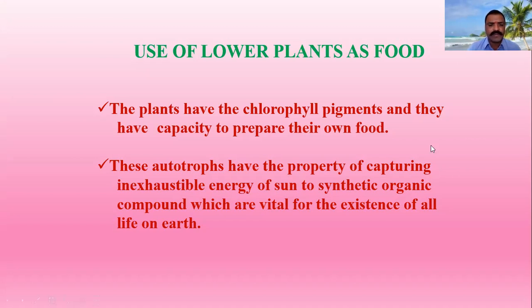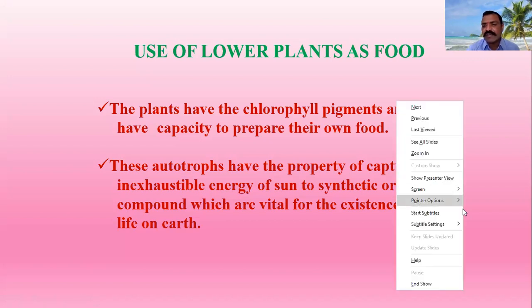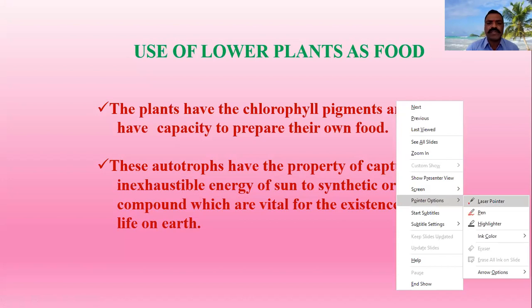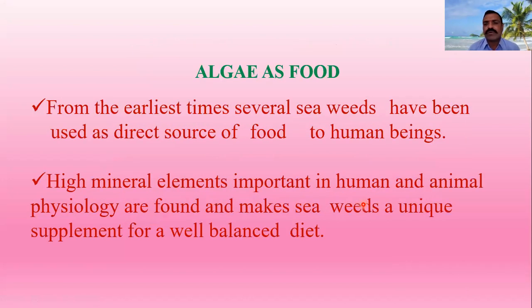Yes, sir. So all plants are capable of trapping light and making their own food material in the process of photosynthesis. That's why from lower organisms to lower plants to higher plants, all are autotrophs. They prepare their own food material. Then, algae is used as food.